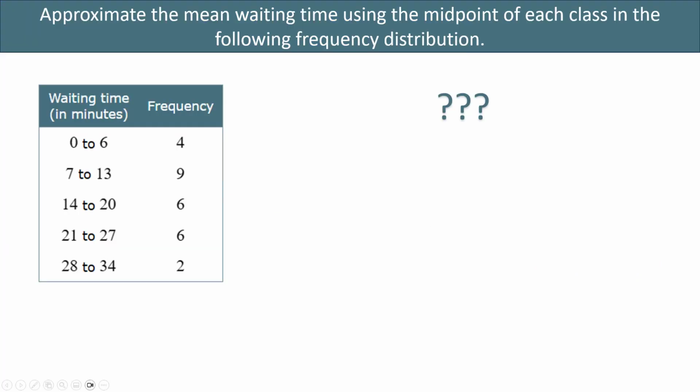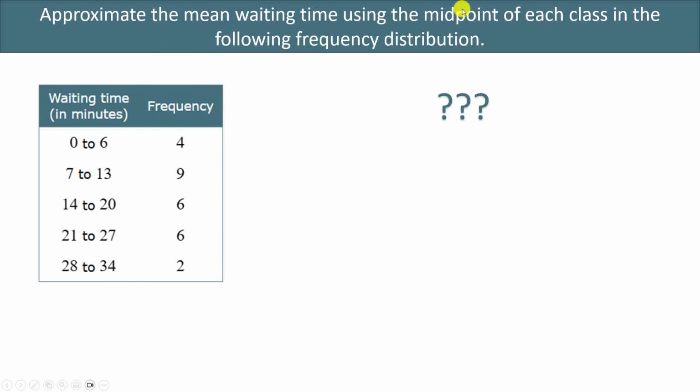Alright, so here is a problem for you to try. It says approximate the mean waiting time using the midpoint of each class in the following frequency distribution. So we have the waiting time that someone is going to wait, which is looking like anywhere from 0 to 34, and then we have the frequency in our second column.